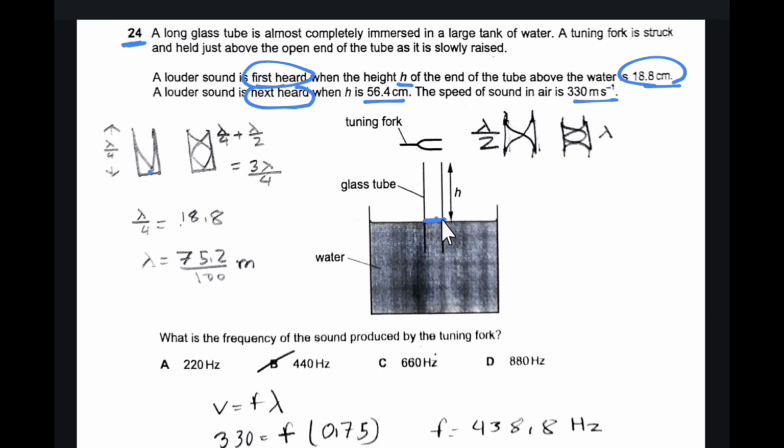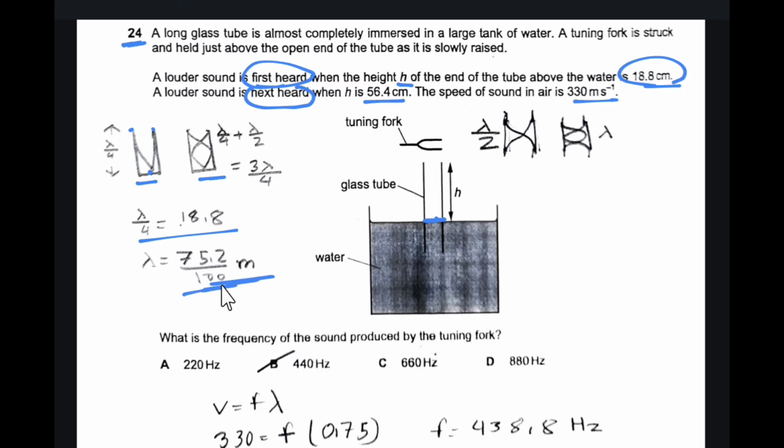Since it is at the closed end and at the open end, at the open end an antinode is always formed, and at the closed end a node is formed. So the first case would be like this, and the second case would be this. For the first case, it is lambda by 4. So lambda by 4 is equal to 18.8. So lambda comes to be 75.2 by 100, since it is in centimeters.